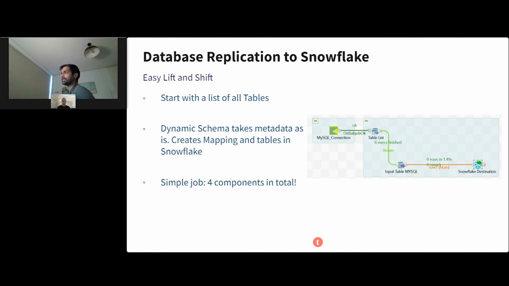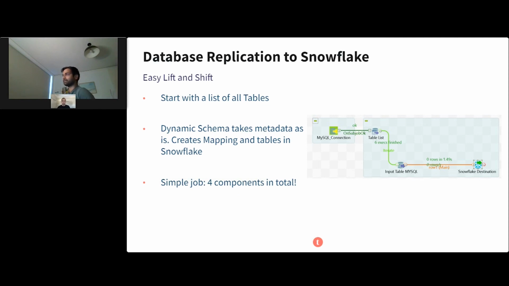Starting with replication. Let's imagine you've got a scenario where you've got all of your data in an existing data warehouse, whether that's on-premise or cloud already, and you want to migrate that across into Snowflake. You don't want to have to create an individual job for each table and manually start moving that data across and manually defining schemas for each table. That's where the dynamic schema features within Talend come in.